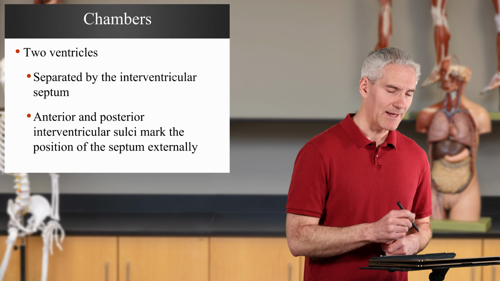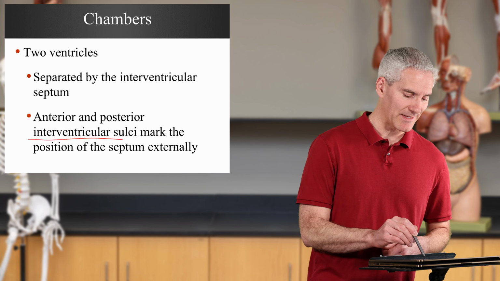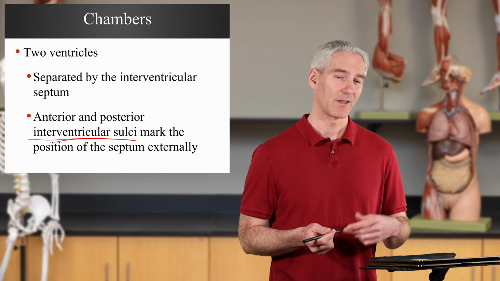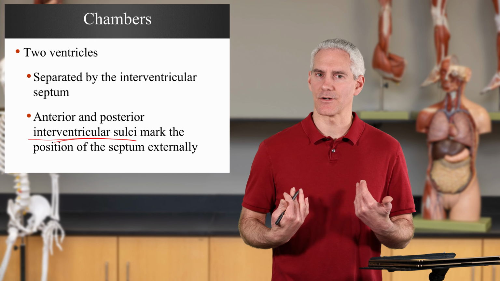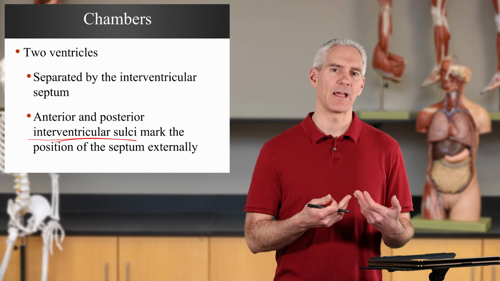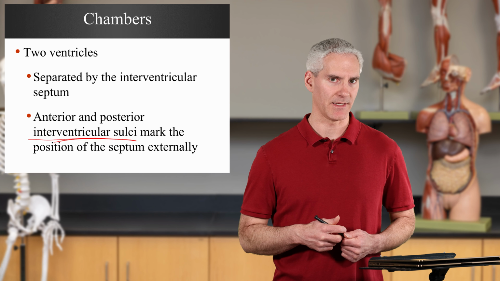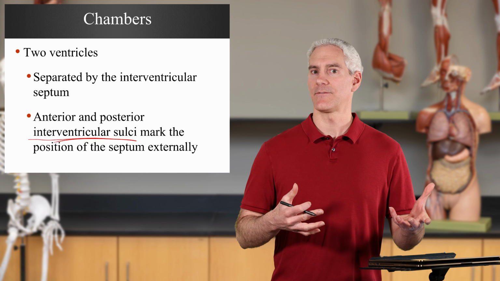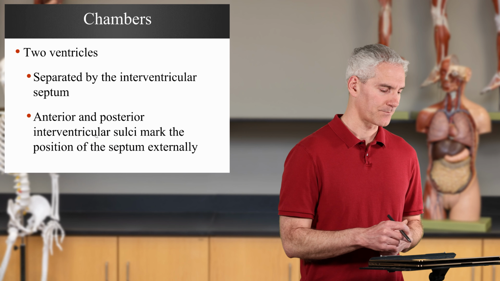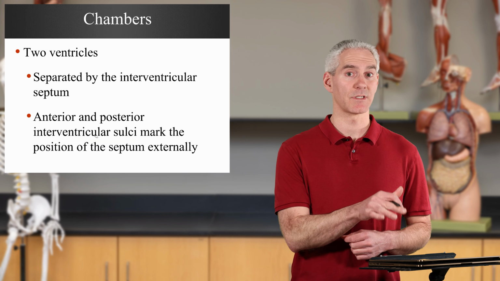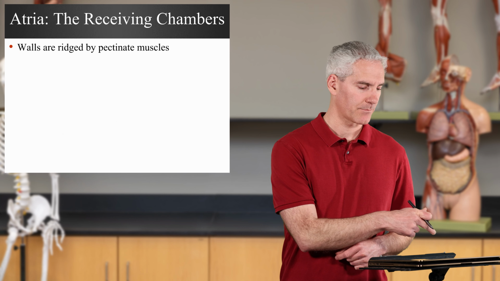Now, you also have this posterior interventricular sulcus, anterior interventricular sulcus. It's kind of a little indent in the heart. It helps you identify where that actual septum is. So the right and left ventricles can be identified from an external view. So two ventricles, two atria.